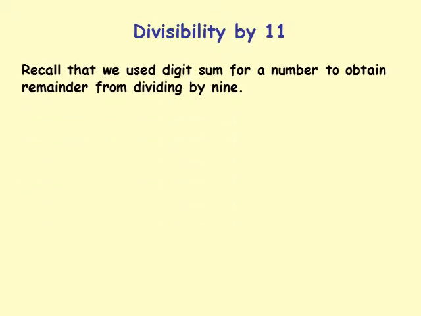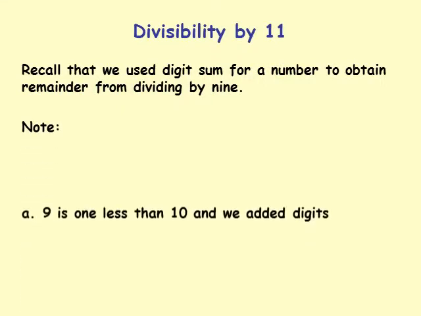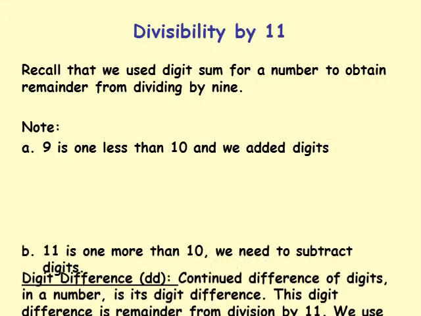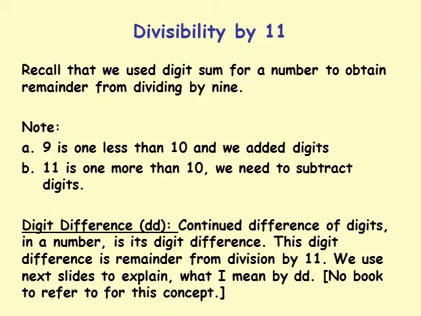Okay, let's continue and discuss divisibility by 11. Recall that we use the digit sum of a number to obtain the remainder from dividing by 9. Let's observe here: 9 is 1 less than 10 and we added the digits. 11 is 1 more than 10 and we need to subtract the digits in some way. I'm going to define a term called digit difference. I have not seen the term in any of the books I have looked into. I'm going to define the continued difference of digits in a number as its digit difference.